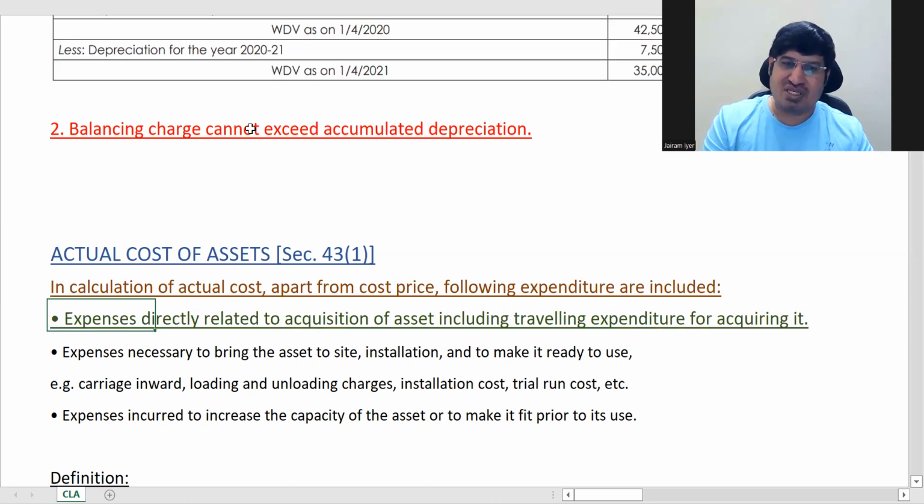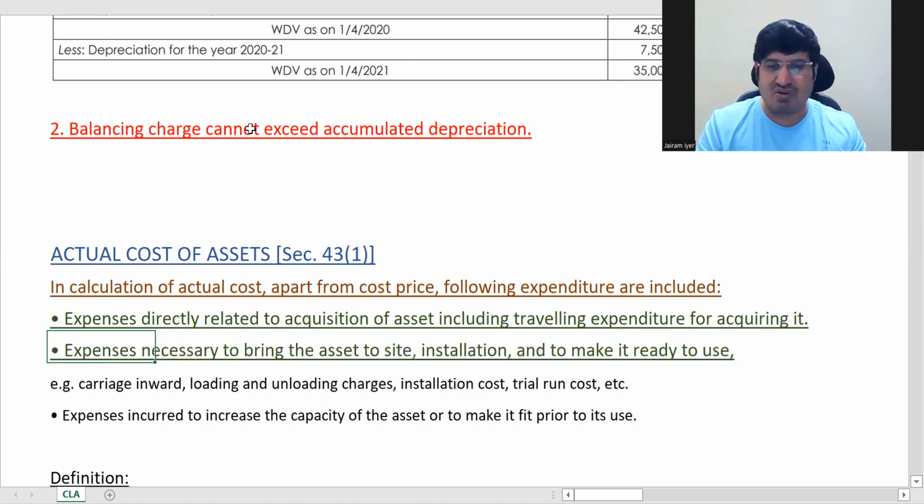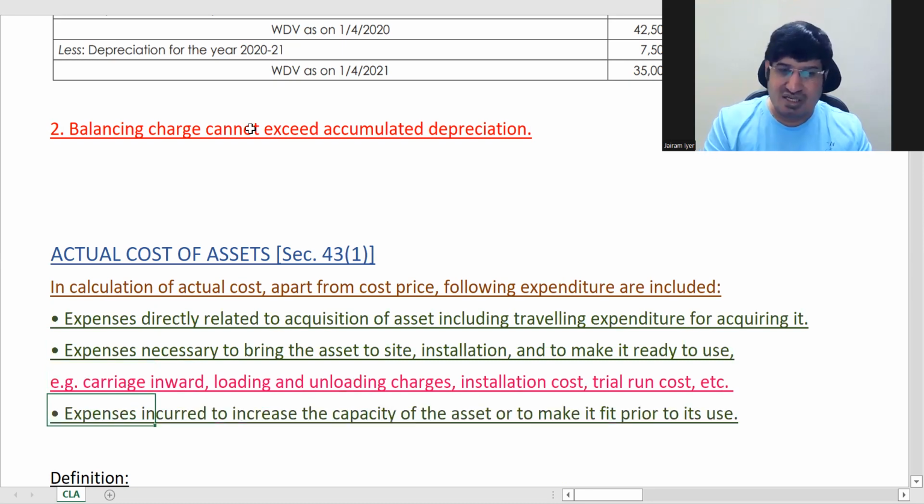Any expense directly related to acquisition, like traveling expenditure. Before buying, you have to send someone from the technical team to travel, test and check whether this is what we wanted. So all that traveling expense will also be part of actual cost. Then installation, we already know, installation and making it ready to use, is always added to the cost of asset. And this is carriage inward, loading, unloading, installation, trial run, everything. And any expense to increase the capacity of the asset or to make it fit prior to use.